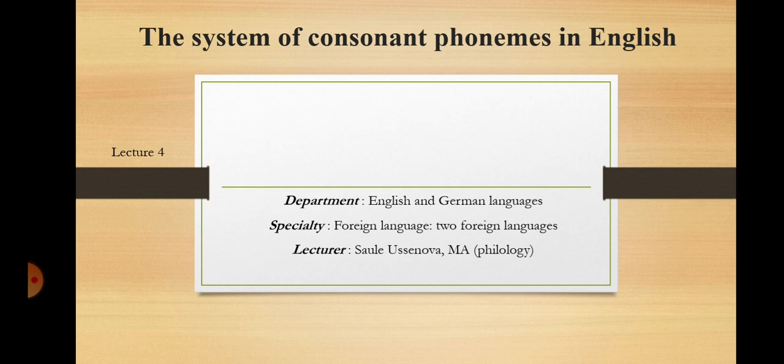This is lecture 4 within the first module in the course of the language theory, theoretical phonetics. The lecture is being delivered specially for the students of foreign languages studying at the Department of English and German Languages. The theme of this lecture is the system of consonant phonemes in English.